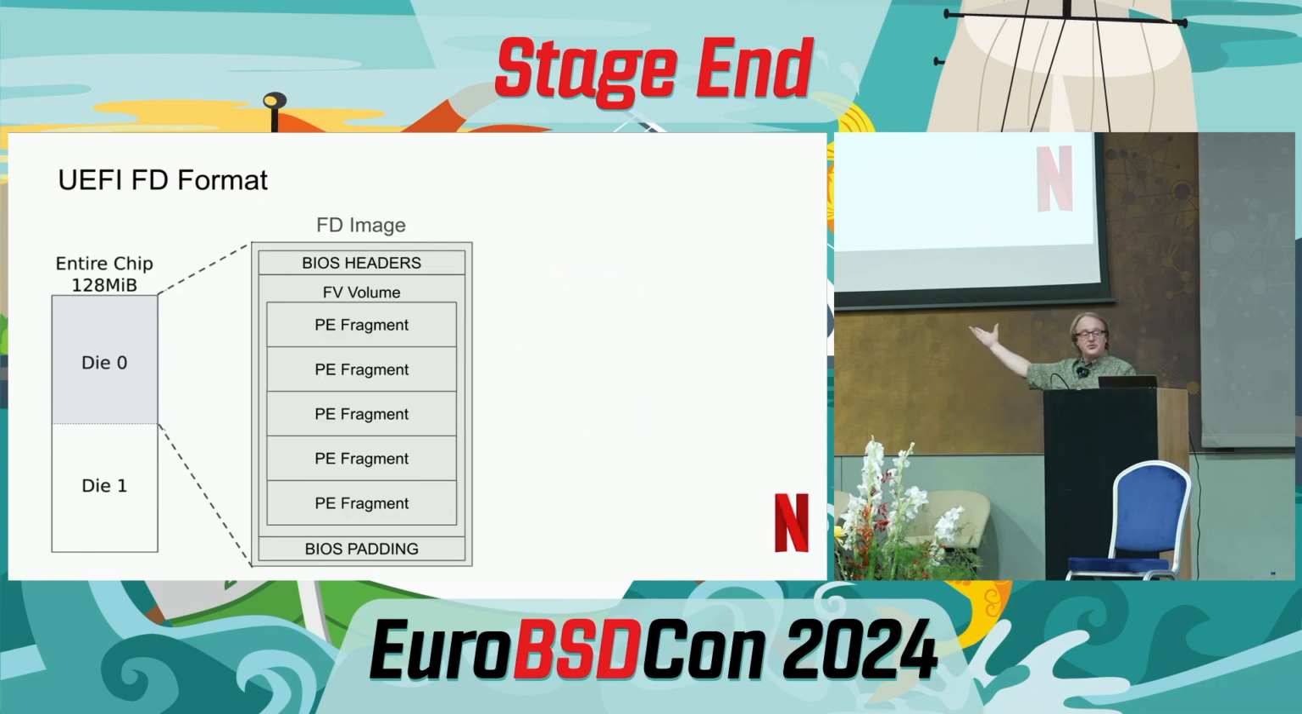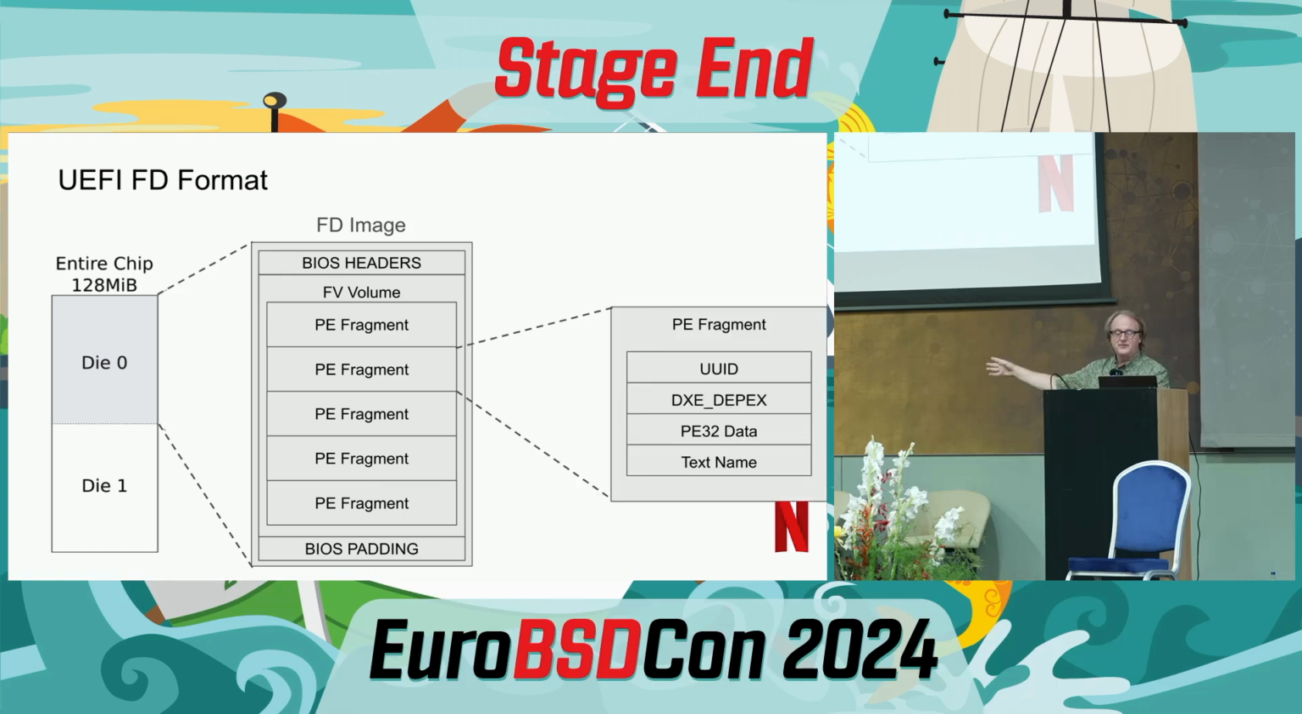So inside of this NOR chip, there's the FD image. And the FD image has a bunch of BIOS headers that tell the BIOS how big it is and so forth. And then it has a nice little hierarchical file volume in it that has a number of different files. Most of them are PE fragments, but there's a few special ones that are used for cryptographically signing these images. And inside each of the PE fragments, this will be important later when I talk a little bit about how to subset the image.